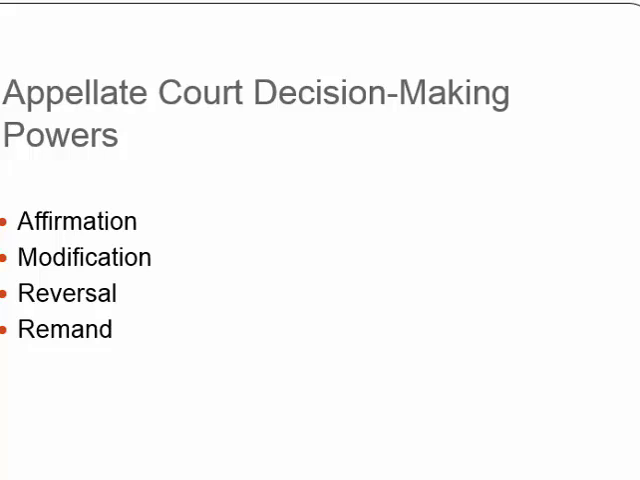request a modification. This was okay, that wasn't so hot, we need to modify what happened below by this, this, and this. They could reverse what happened below, so that would be a reversal. We're going to make a 180-degree turn. Is that right? No, a 360-degree turn, go in the opposite direction. Or the appellate court could remand it, which means sending it back to the lower court to look at it again with specific instructions. Those are some words that would be good to know for appellate court decision making.